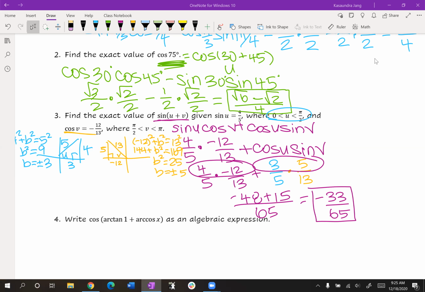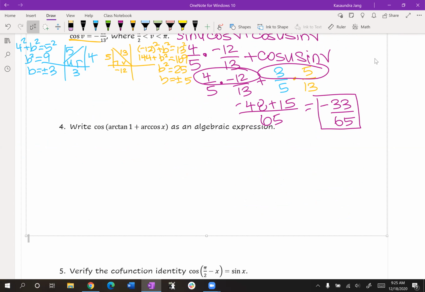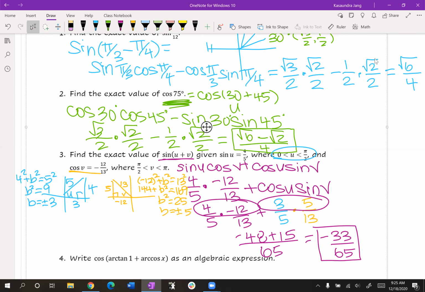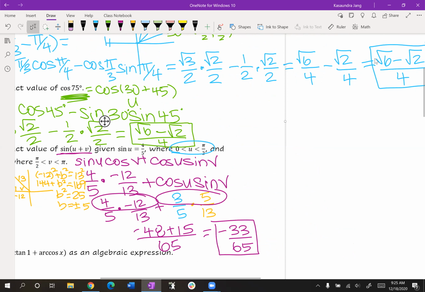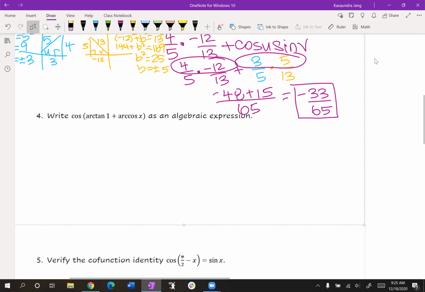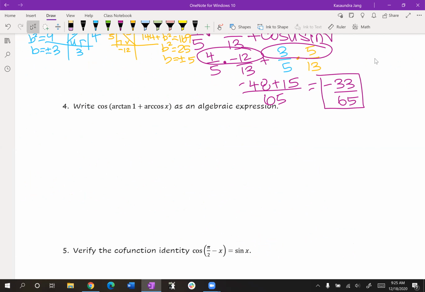So number 4, this one says write cosine of arctangent 1 plus arc cosine x as an algebraic expression. If they want me to write it as an algebraic expression, I think that's going to be a little different than 1, 2, and 3. 1, 2, and 3 they all ended up as straight up numbers. There was no variable in there. So that was like an exact value, not an algebraic expression. So when they say write it as an algebraic expression, they started with x's, right? I'm going to end up with some x's in my final answer here.